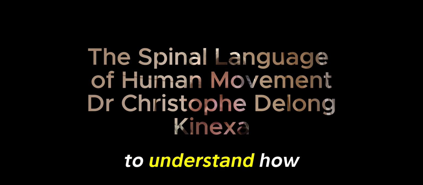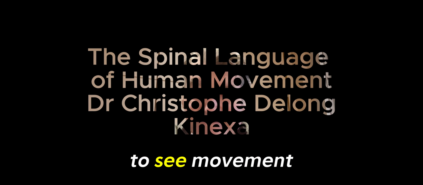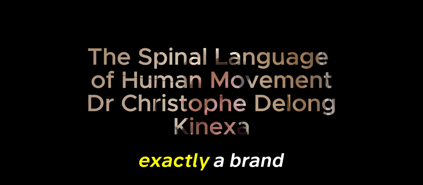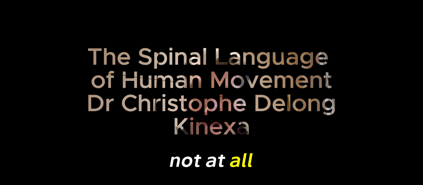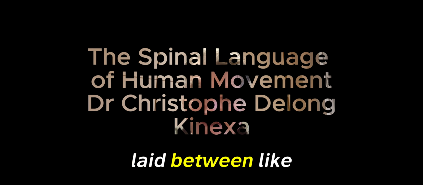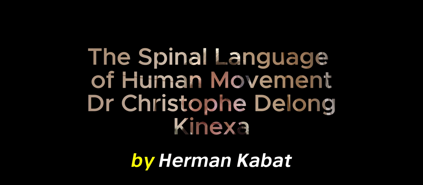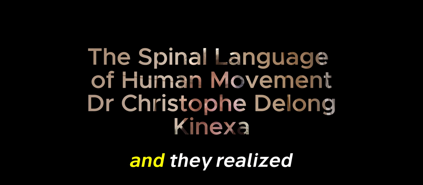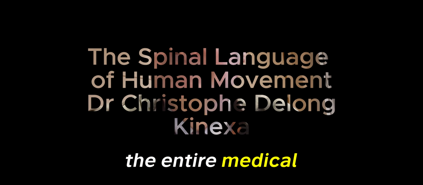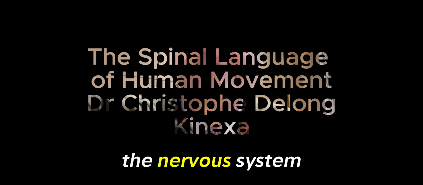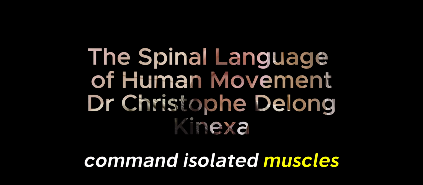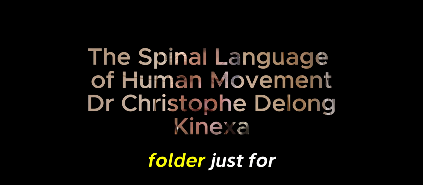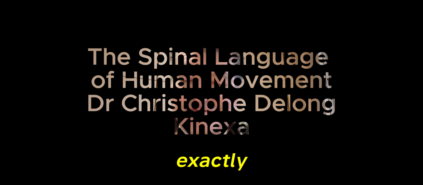But to understand how advanced AI is finally learning to see movement properly, we actually have to look way back to the 1940s. Right, because this isn't exactly a brand new idea, is it? No, not at all. The foundation for all this was laid between 1946 and 1952 by Herman Cabot, Maggie Knott, and Dorothy Voss. They were just observing clinical movement, and they realized something that challenged the entire medical establishment at the time. They realized the nervous system simply does not command isolated muscles. So your brain doesn't have a specific file folder just for your anterior deltoid. Exactly. It just doesn't work that way.